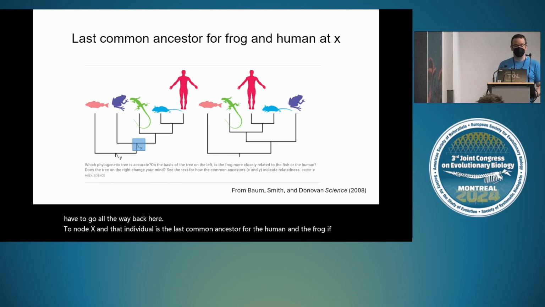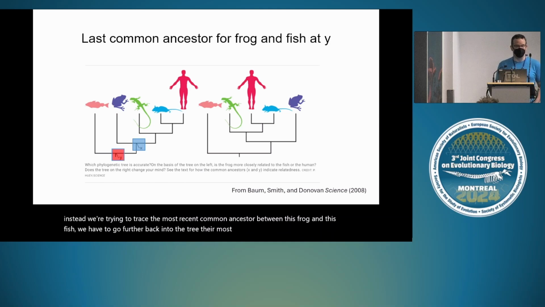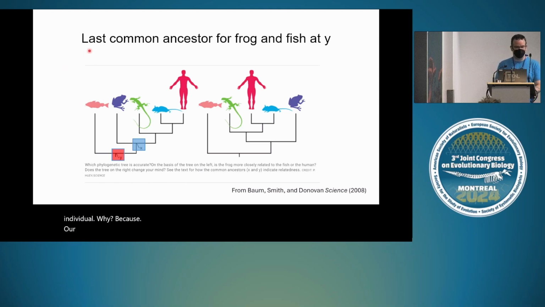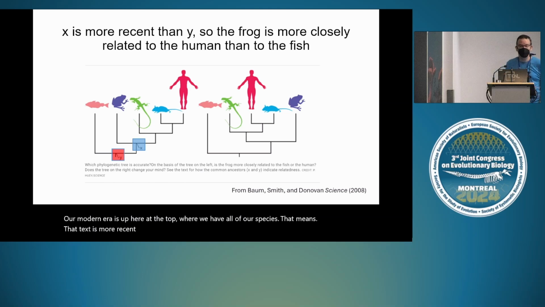If instead we're trying to trace the most recent common ancestor between this frog and this fish, we have to go further back into the tree. And their most recent common ancestor is individual Y. And because our modern era is up here at the top where we have all of our species, that means that X is more recent than Y. And so the frog is more closely related to the human than to the fish.